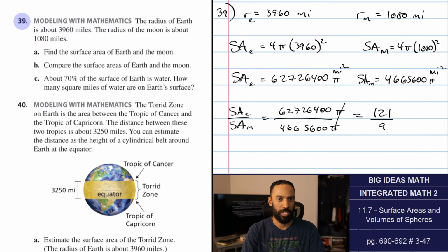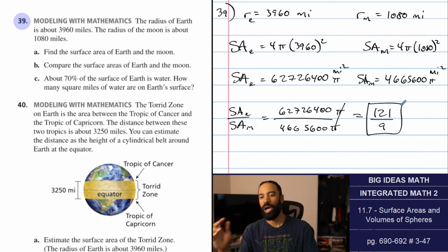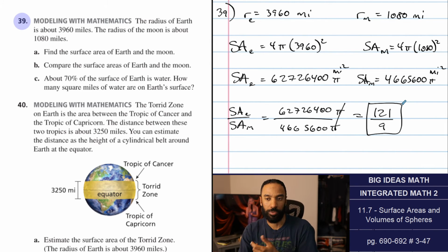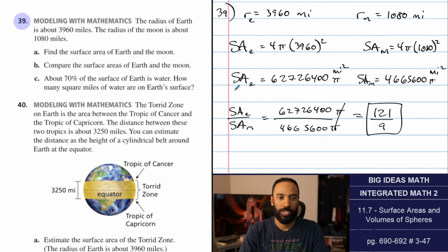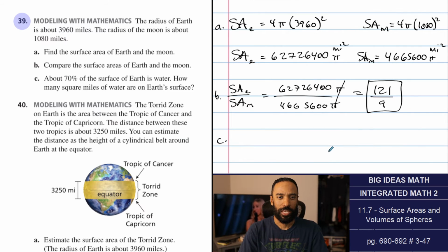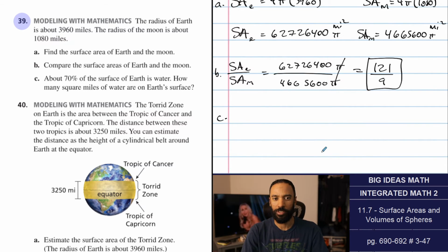These are all approximated to begin with. So that's the thing here when it compares. That's the ratio of the surface areas of those two. It's just the ratio. That was parts A and B. Part C says about 70% of the surface of Earth is water. How many square miles of water are on Earth's surface? You just got to multiply your Earth's surface area by 0.7.